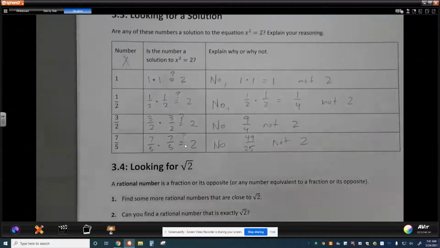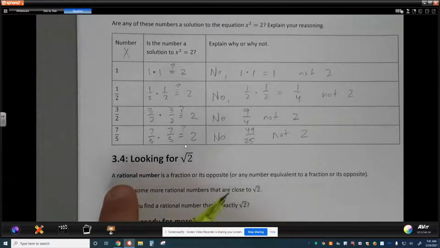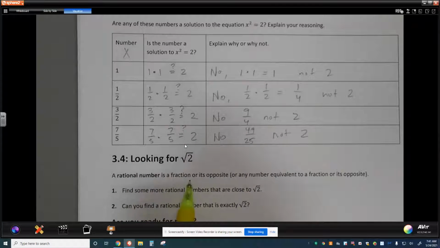As we go through this, what we recognize is that there's actually not a square root of 2. 2 is not a perfect square. There are no two factors that can be multiplied together, that are the same number, to equal 2. When we talk about a rational number, it's a fraction or its opposite, but any number equivalent to the fraction or its opposite.